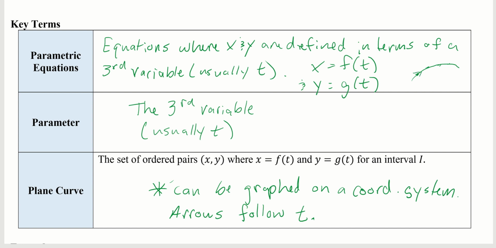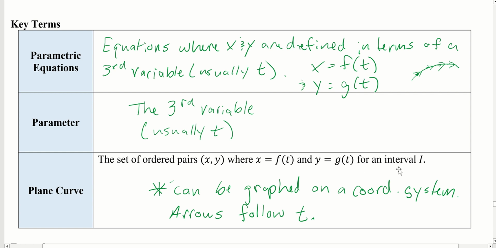You'll notice that in our parametric graphs, you'll see a lot of times we'll put these arrows, and those arrows follow the direction according to time, okay? So that's a parametric equation. The parameter usually is that third variable, which again is usually time, which is the t value. And then the plane curve is just a set of ordered pairs like x and y, where x is a function of time and y is also a function of time on the interval I, right?